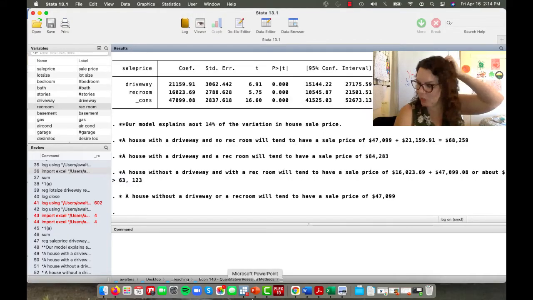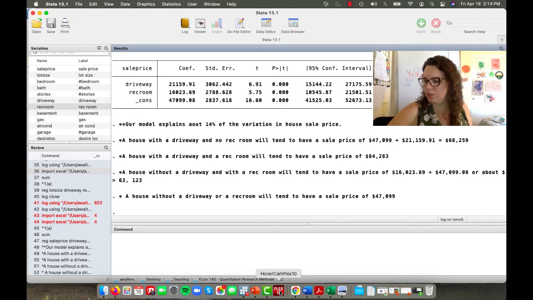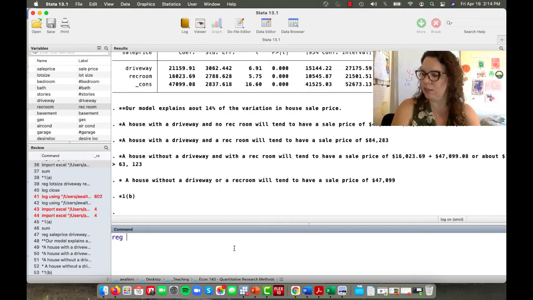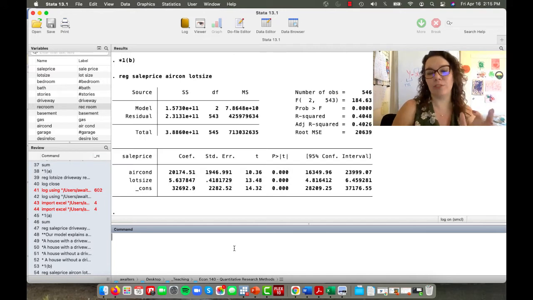Okay, so the next question, we want to look at a regression with a dummy variable and a quantitative variable. So now we're going to do 1B, a regression of sale price on air conditioning and lot size. And that's our D3 and our X1. And for this one, I want to do something different.